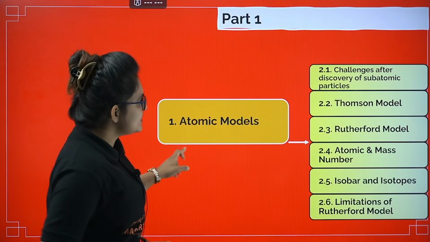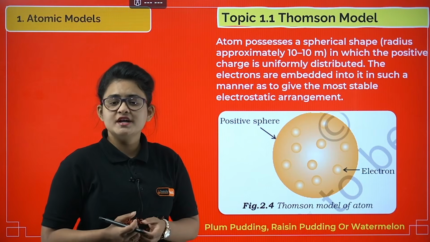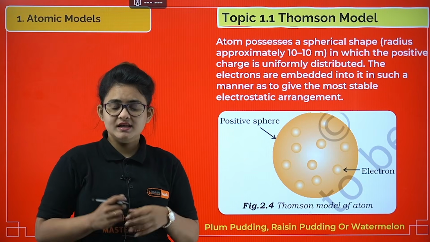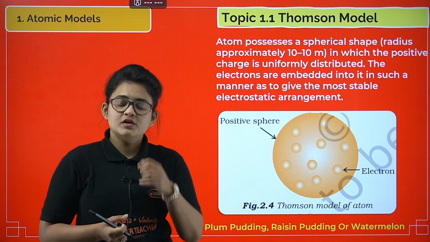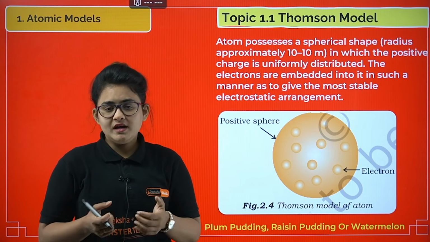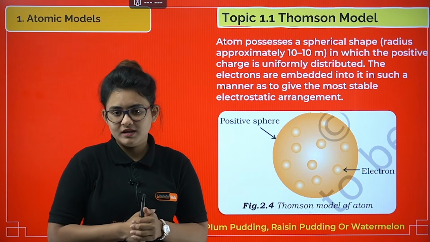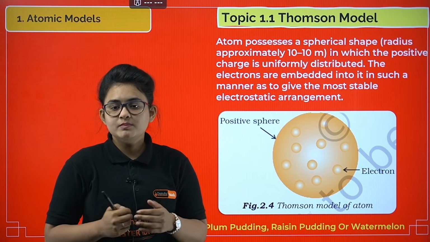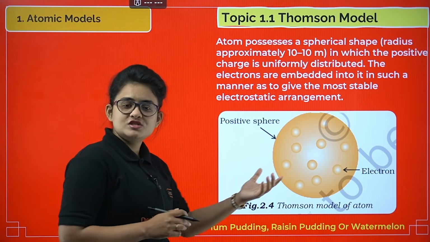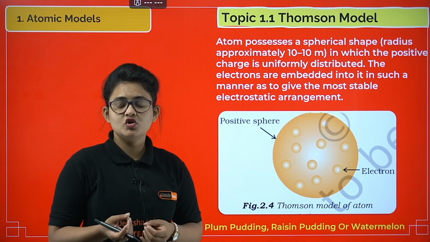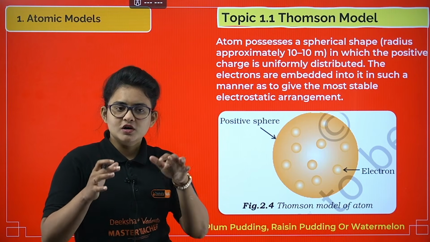There were some challenges after discovering the subatomic particles: how to adjust those particles in the atom, how they actually look, how they are oriented. In order to get a proper structure of the atom, Thomson gave his own model, which almost looks like a plum pudding. It says that positive charge is uniformly distributed in a sphere where the electrons are embedded within it. It's quite similar to a watermelon.